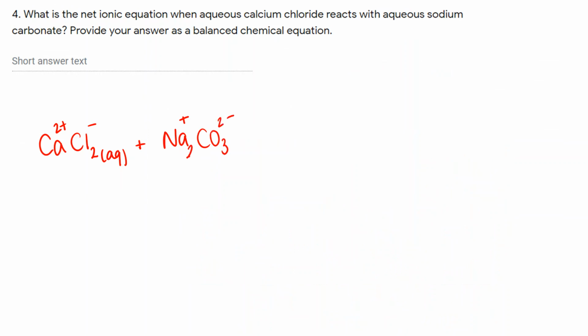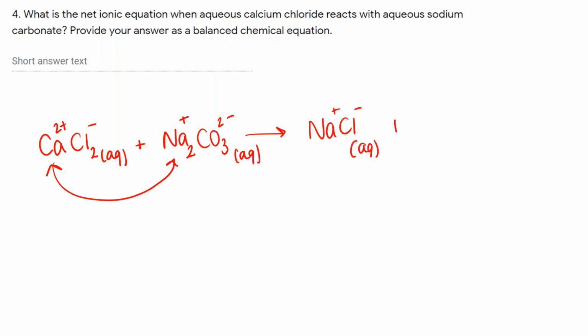So I'm going to need 2 sodiums to balance out that -2. Okay, so another double replacement reaction. We need to switch the sodium and the calcium. So that's going to give me sodium chloride, and those charges are +1 and -1, so those work. And we know that salt dissolves in water, so that's going to be aqueous.